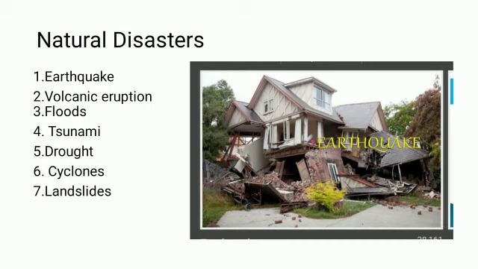Today we are going to start with chapter number 15, that is natural disaster. What is natural disaster? Disaster is basically the damage, huge destruction which is occurring naturally, that is natural disaster. This disaster can be of two types, man-made and natural. So today we are going to talk about natural disasters. These are some examples of natural disaster: earthquake, volcanic eruption, floods, tsunami, drought, cyclones, and landslides.